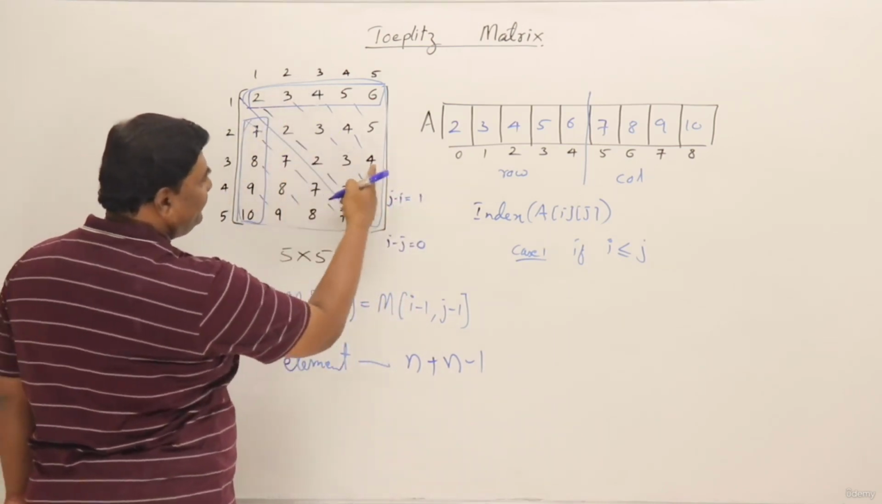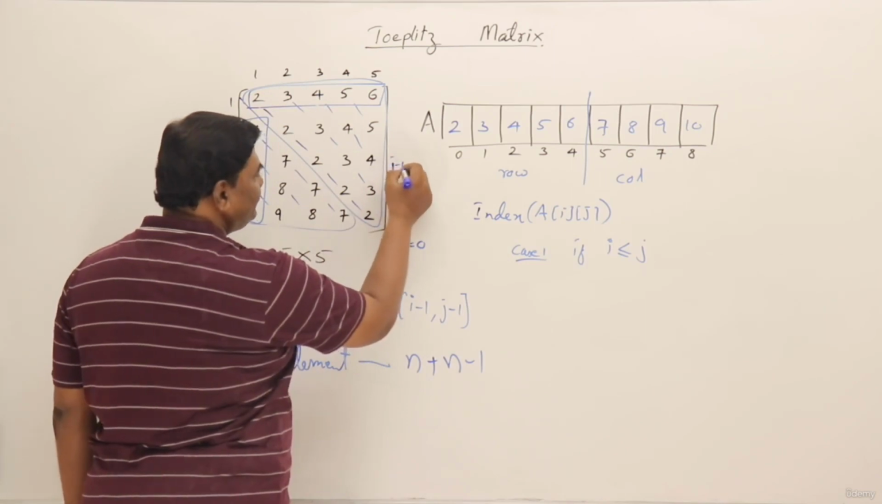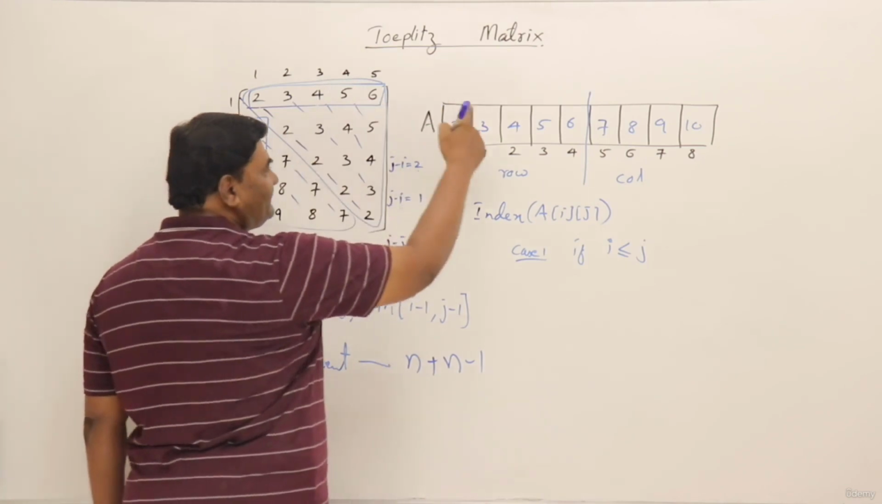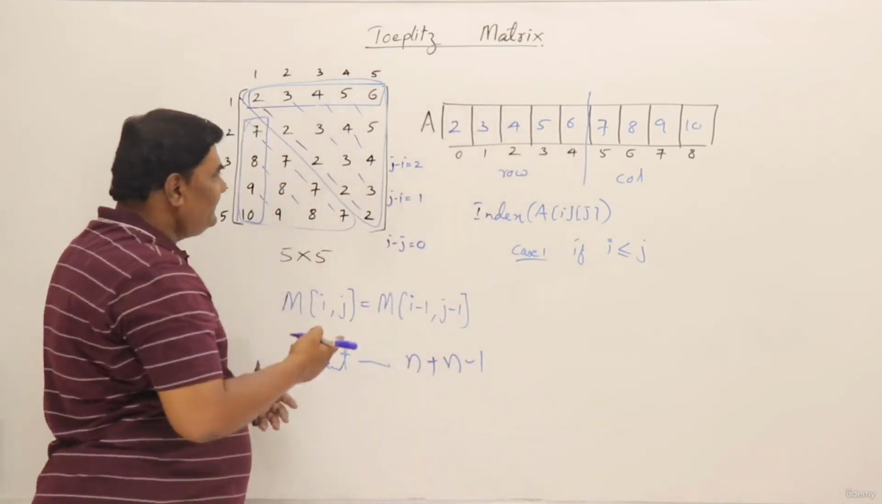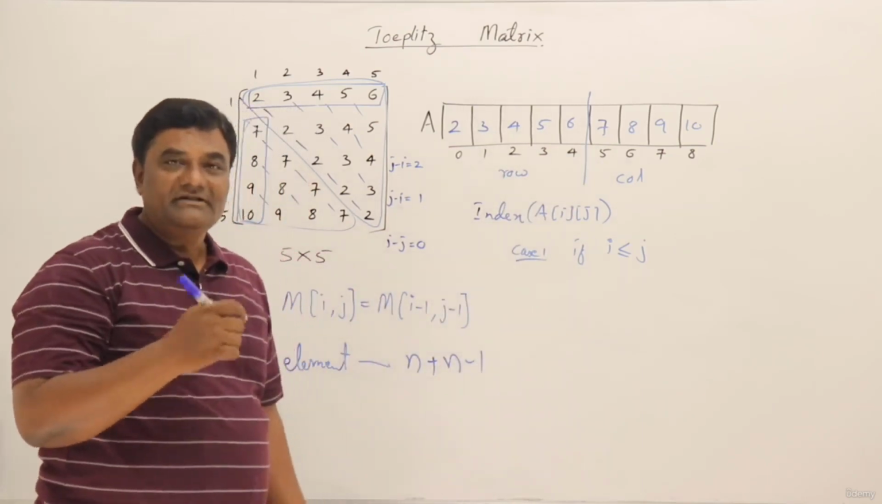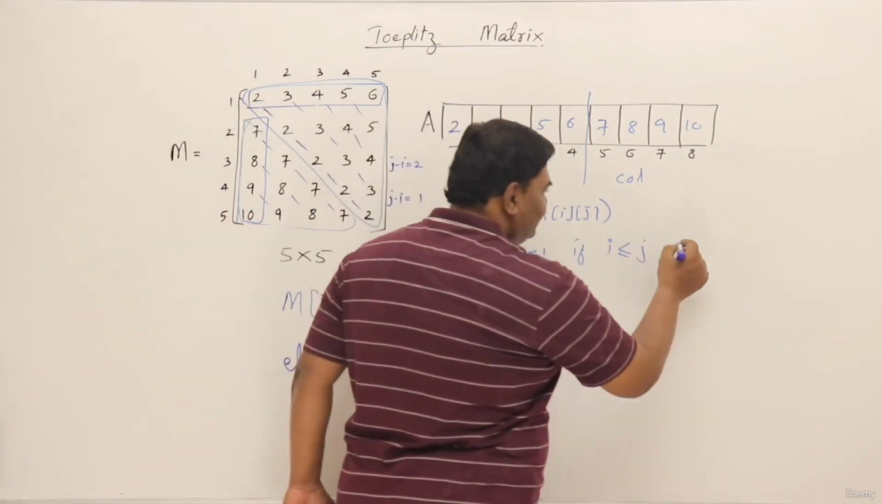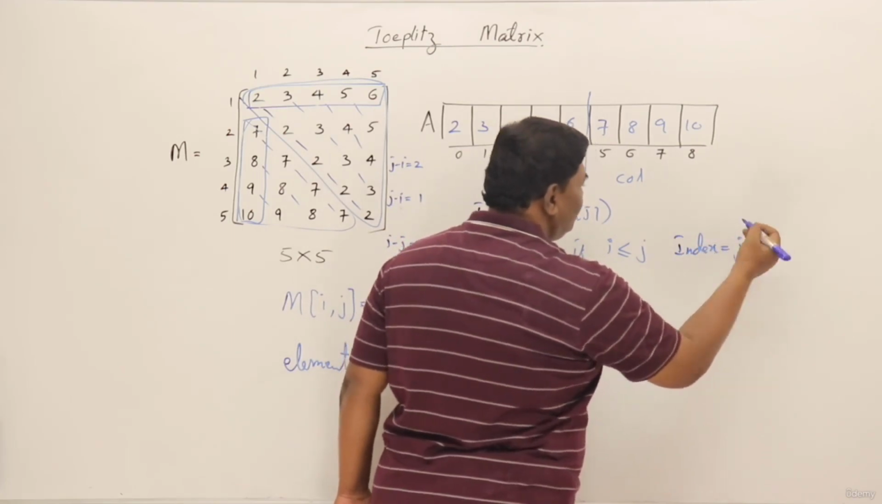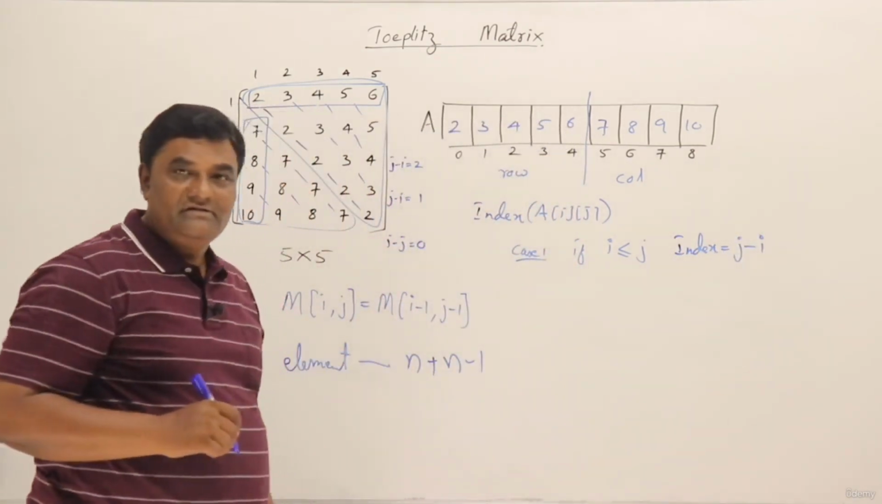Then these elements, that is 4. If you take j minus i, this is 2. So the element is 4, and it is present at index 2 only. So this means I can obtain the index of any element in this array by doing j minus i. So yes, index is j minus i. That's it.